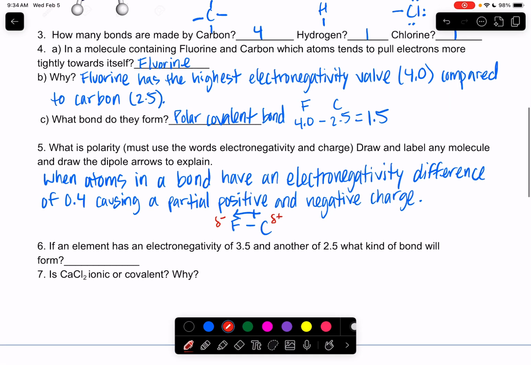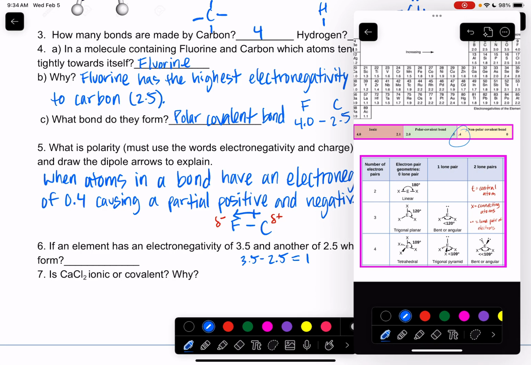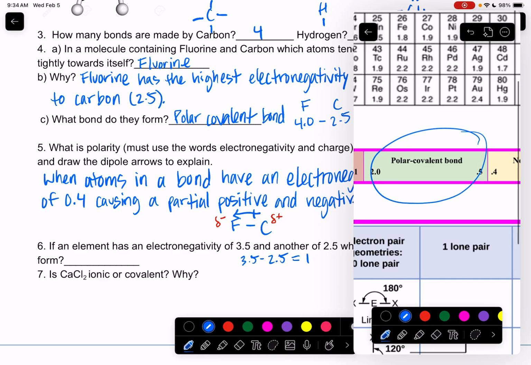Okay, next one. If an element has an electronegativity of 3.5 and another of 2.5, what kind of bond will they form? So 3.5 minus 2.5, that's 1. So then that falls here in between 0.5 and 2. So this would be polar covalent.